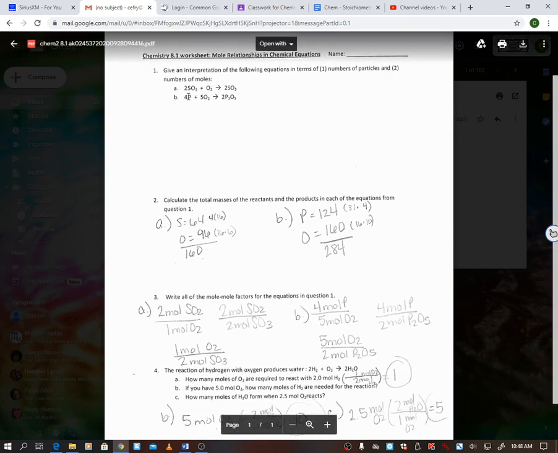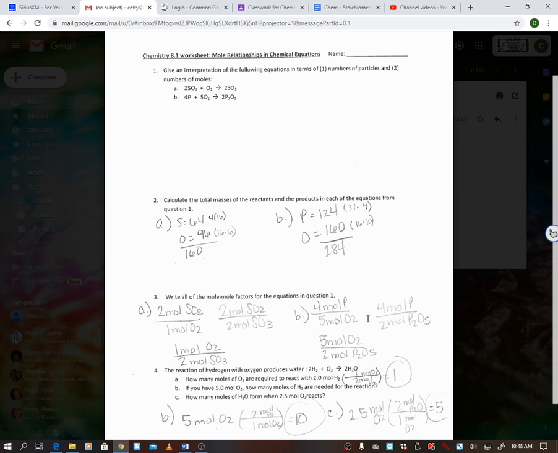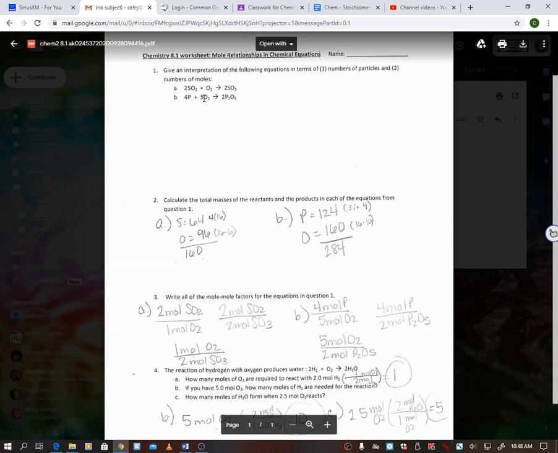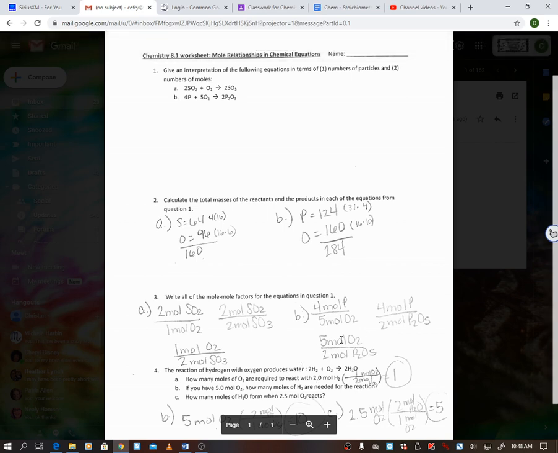For B, I'm going to do the same thing. For every 4 moles of phosphorus, I have 5 moles of oxygen. Once again, you can flip-flop those. For 4 moles of phosphorus, I have 2 moles of P2O5 right here. I could flip-flop those. And the last one would be 5 moles of oxygen, I can have 2 moles of P2O5. Once again, I could flip-flop them.